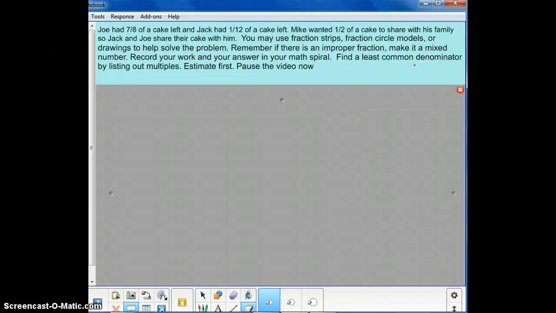Joe had 7/8 of a cake left, and Jack had 1/12 of a cake left. Mike wanted 1/2 of a cake to share with his family, so Jack and Joe shared their cake with him. You may use fraction strips, fraction circle models, or drawings to help solve the problem. Remember, if there's an improper fraction, make it a mixed number. Record your work and your answer in your math spiral. Find a least common denominator by listing out multiples. Estimate first. Pause the video now.